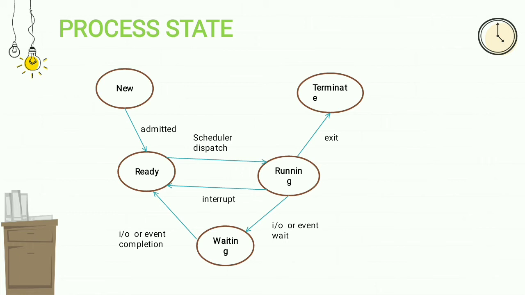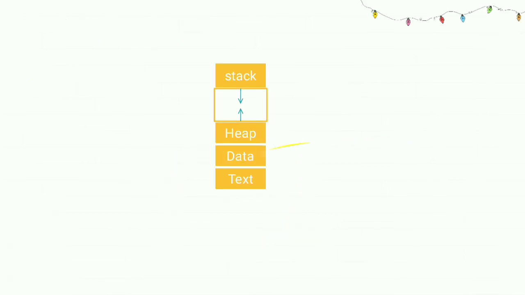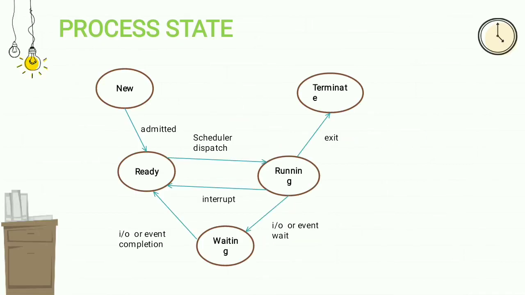So a process can move among these three states any number of times, but it can be created and destroyed, that is the new state and terminate state, only once.